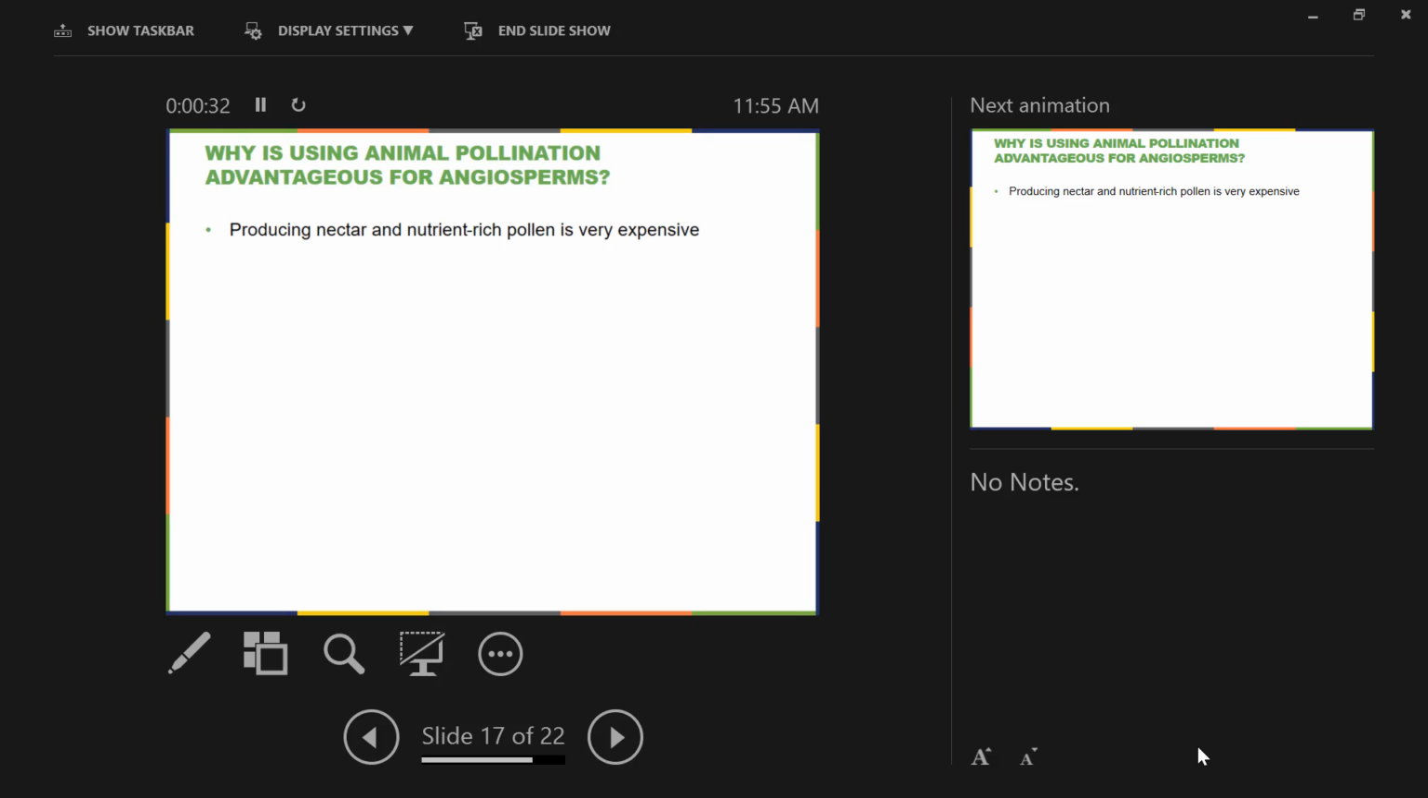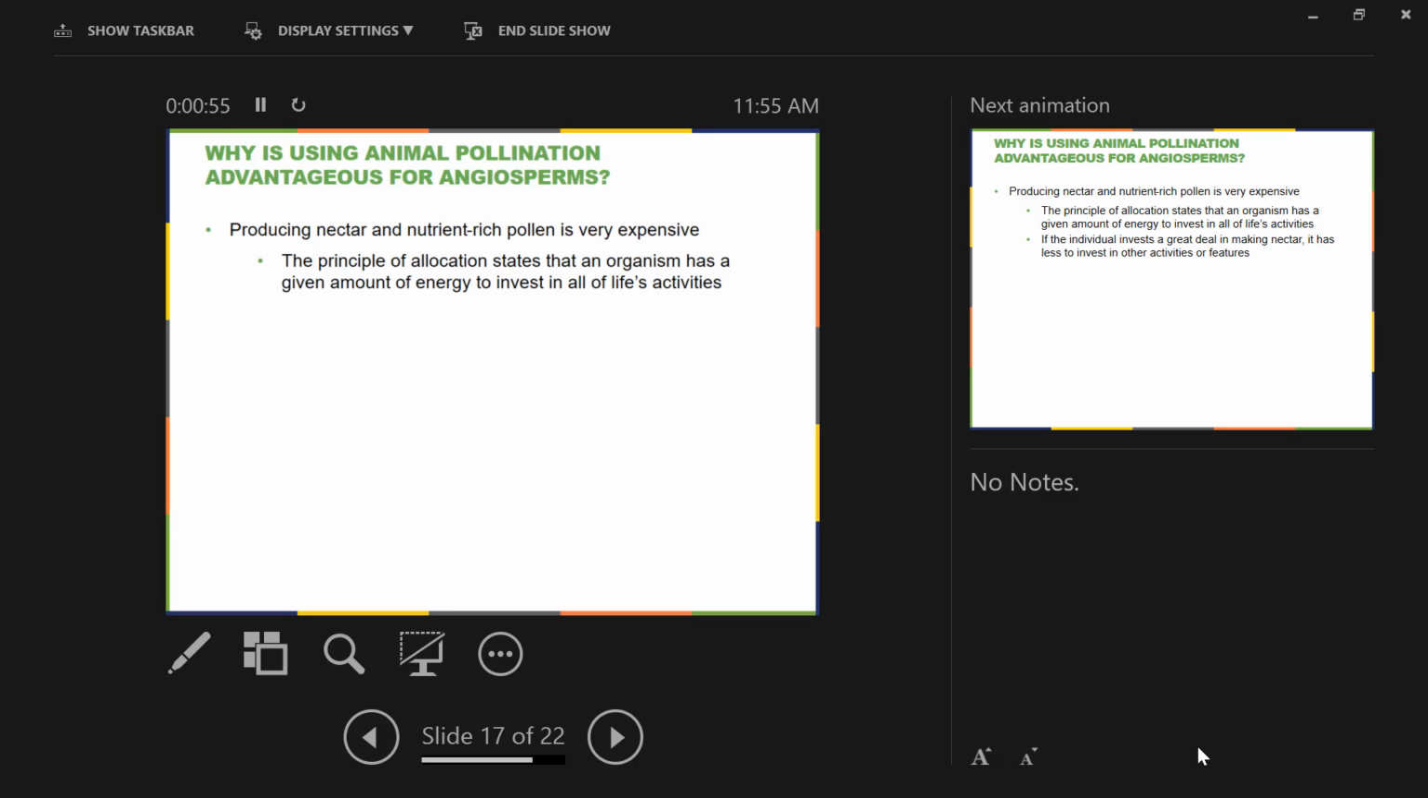I'm glad you asked. Okay, first, we have to tell you that this is an incredibly expensive process. If you're going to rely on animals to pollinate and to disperse your seeds, you have to attract those animals to you, right? It's a very expensive process, and this is why. One is you have what's called the Principle of Allocation. And this says that any given organism has a limited amount of energy that it has to use for everything it does. Organisms do not have an unlimited amount of energy.